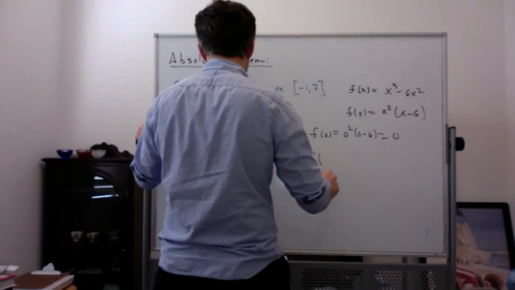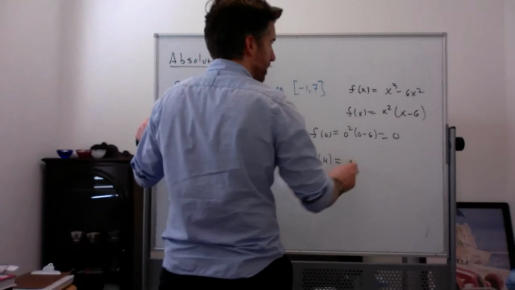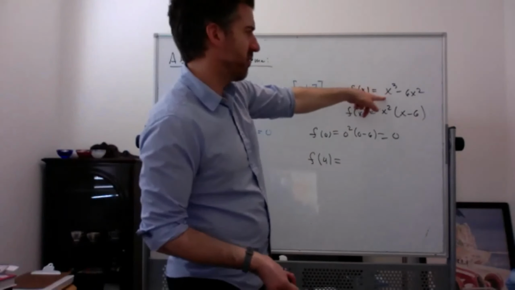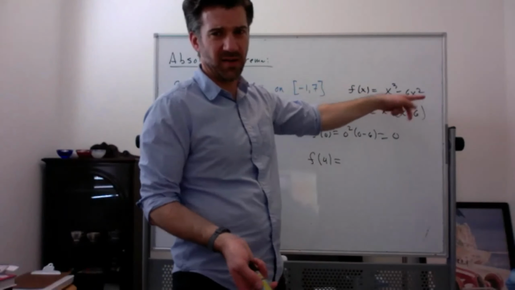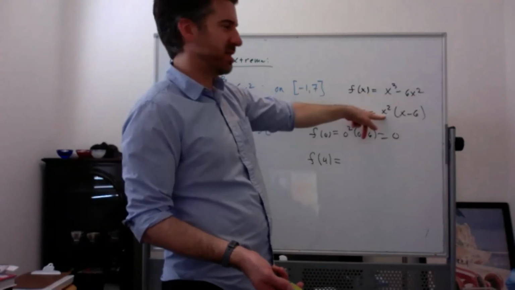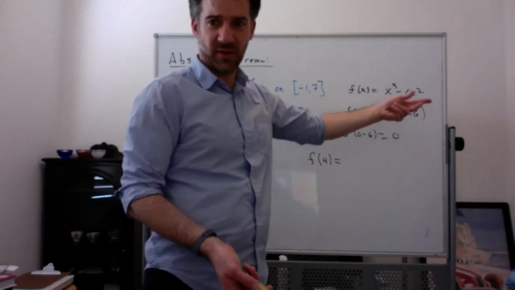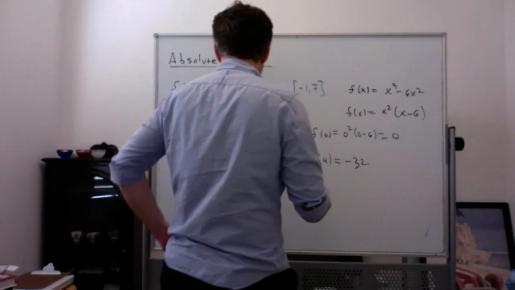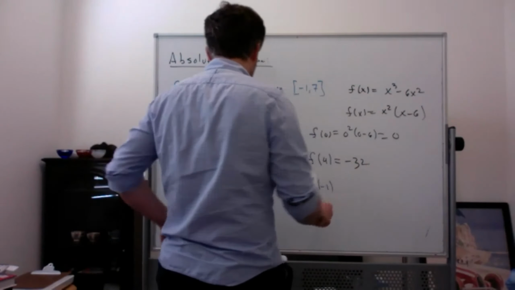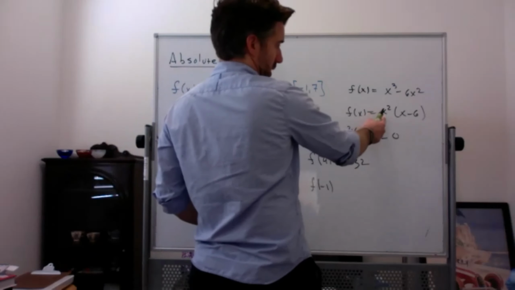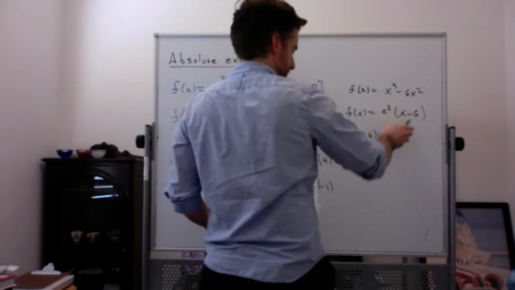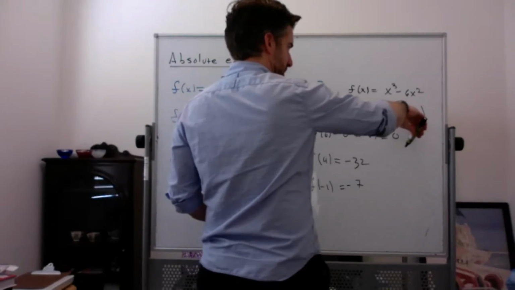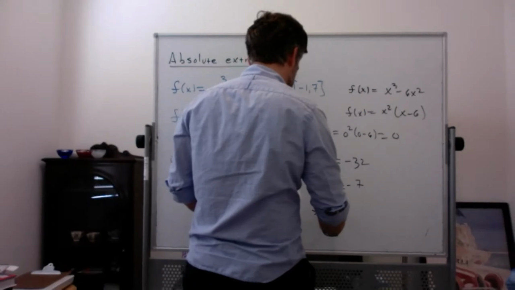f of 4 is, so notice I think it's definitely easier to plug it into the factored form. If I plug it in here, I have to do 4 cubed minus 6 times 4 squared, whereas here it's just 4 squared, which is 16, times 4 minus 6, which is -2, and 16 times -2 is -32. That seems way easier to me. f of -1 is going to be -1 squared, so 1, times -1 minus 6, which is -7. And f of 7 is going to be 7 squared times 7 minus 6, which is 49.